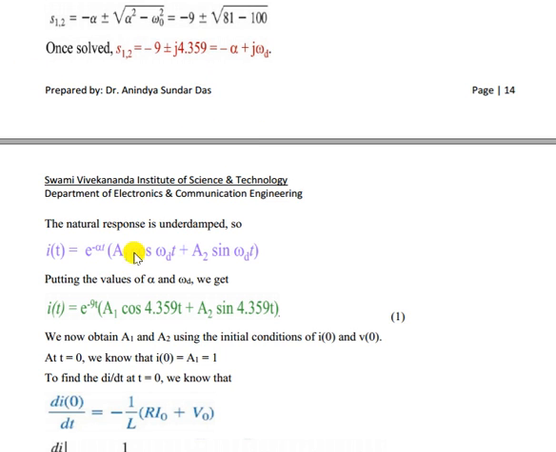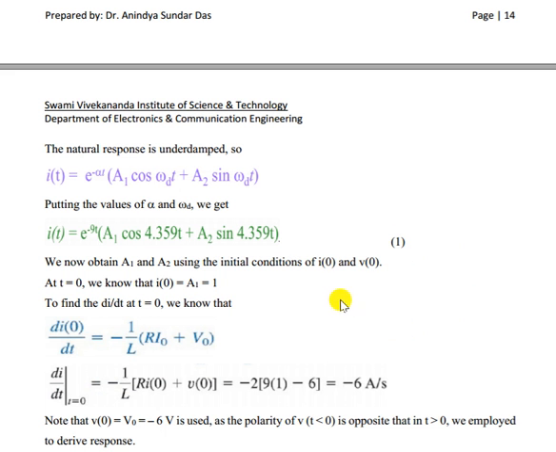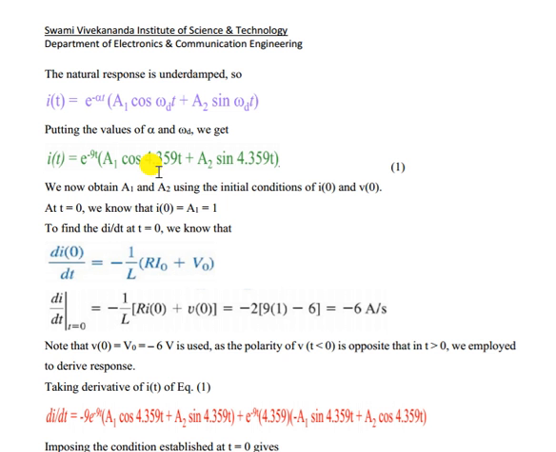Now we have to find out a1 and a2. For that we require two equations, right? Two variables, two equations, but we have only one initial condition, I at 0 and v0. That is why we require di0 dt and dv0 dt. Okay, so we can put the alpha value and omega d value. Now we have to find out the values of a1 and a2.